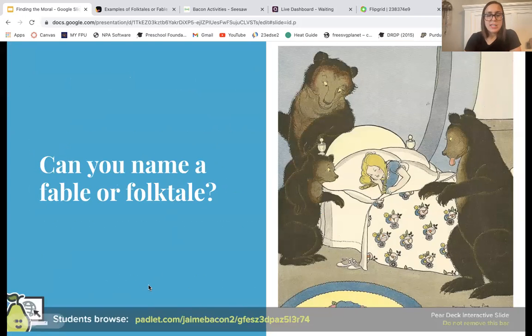The first activity is going to be a Padlet activity. It's going to already be on the right-hand side of their screen for the slide, so they're not going to have to type in a URL. If for some reason it doesn't show up on their screen, they can actually click it and it'll direct them right to it.